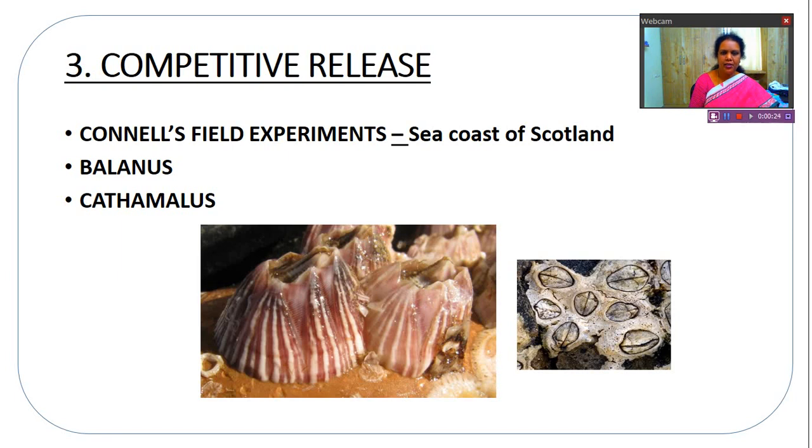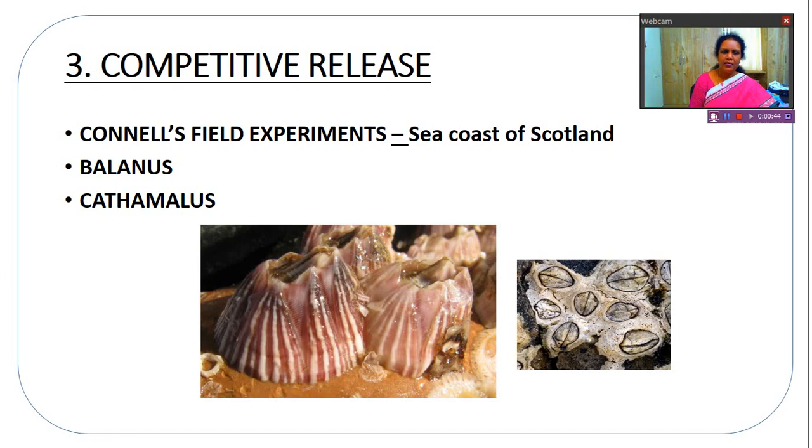So in competitive release, we see that when superior species and weak species are together, competing for limited resources, then what happens? The superior species will eliminate the inferior ones.